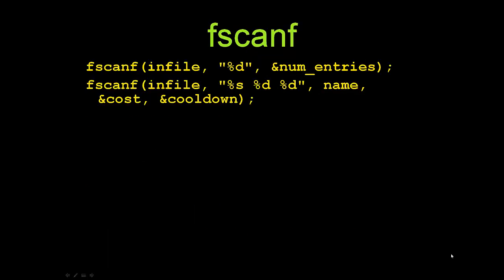After opening a file, you need to read it. To read a file, you use this thing called fscanf. Essentially you have a file pointer, and you have these formatters. So you read the number entries into this %d, and this goes into this variable. Then you can read %s, %d, and %d. So a string goes into the name, and the %d and %d go into cost and cooldown. Note that here you use the addresses of these variables instead.